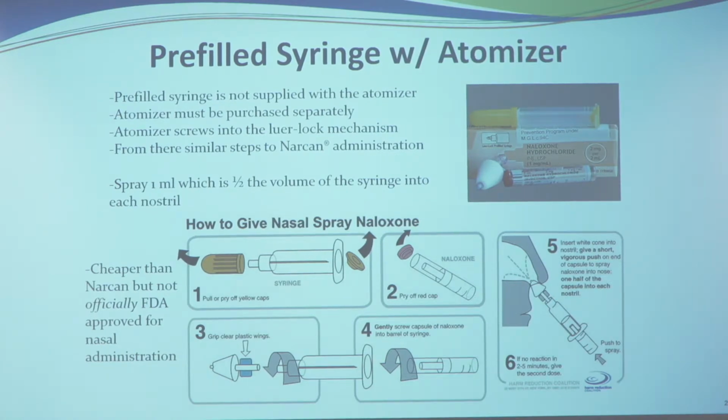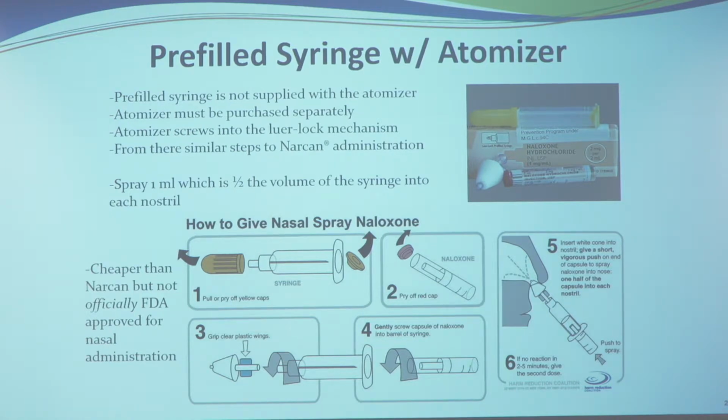The prefilled syringe with atomizer. So this is the other nasal form, and it can be nasal or intramuscular. So the syringe itself comes with the naloxone as a liquid in it, and it's got a little luer lock, which is just a mechanism to screw a needle on the end, and you can use it to give it intramuscularly. However, more commonly what we're seeing is a device was developed, and it's called an atomizer, and you can see there it looks like a little cone. You screw that on the end of the prefilled syringe, and it works very similarly to Narcan. When you press the plunger in, instead of it coming out as a jet or as a stream, it's going to come out as a mist.